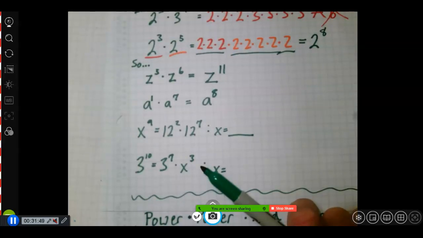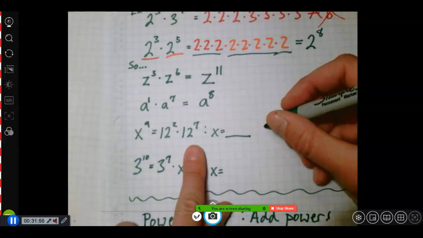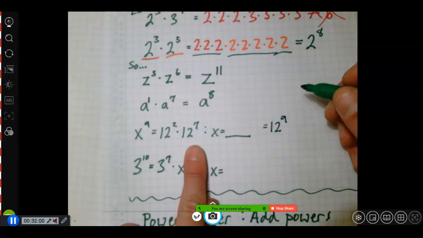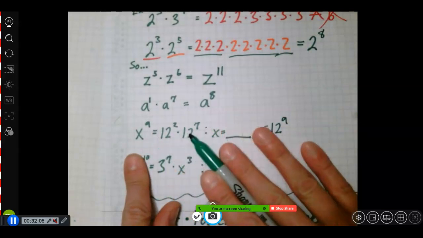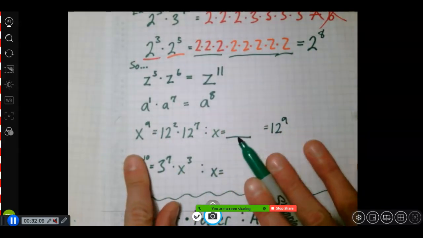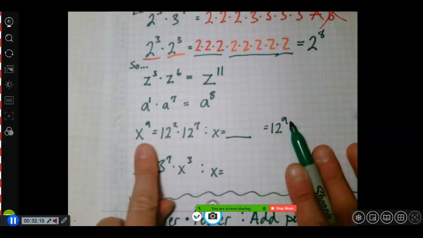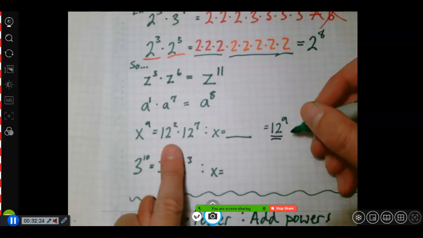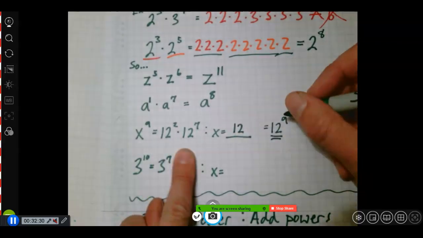Yeah, you're right that this becomes 12 to the 9th. Here's the weird thing about how Khan is asking it. It gives you x to the 9th equals this, and it asks you what is x. So if we had to answer what is x, I love what you said, that these would become 12 to the 9th, because it's asking us what is the base. And the base has to be 12, because it's really checking if we know that the bases stay the same.